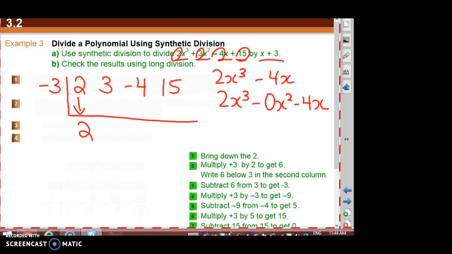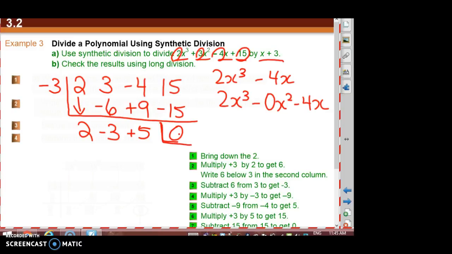So we have minus 3 times 2 is a minus 6, and then we add straight down. So 3 plus a minus 6 is minus 3. Then minus 3 times minus 3 is a positive 9, and then you add down. So minus 4 plus 9 is a positive 5. Then minus 3 times 5 is a negative 15, and you add down, and you get 0. So we ended up with a remainder of 0.